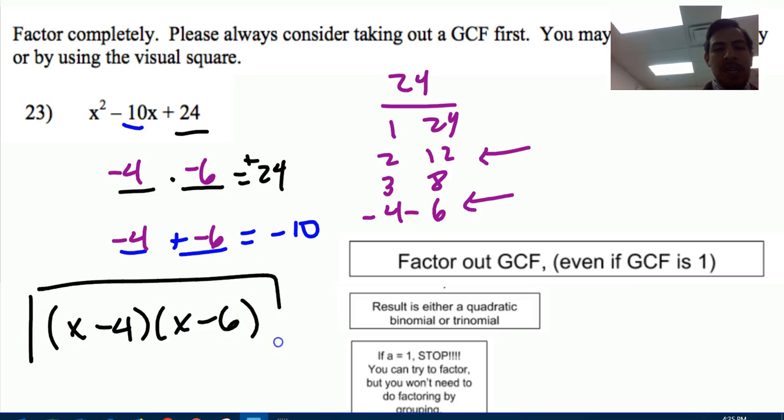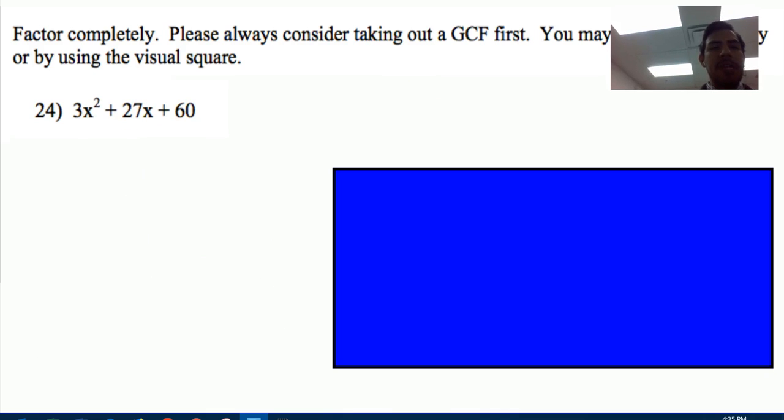There you go. In my class, you guys did really well with the ones that have x squared with no number in front of it. You guys did really well with factoring those. So practice those again so you can get that confidence back up if you forgot how to do that.